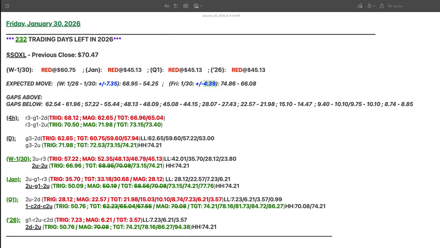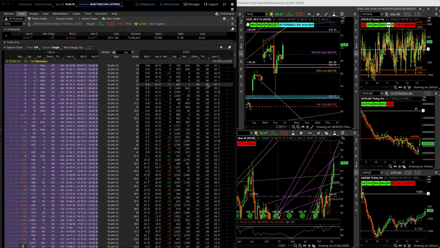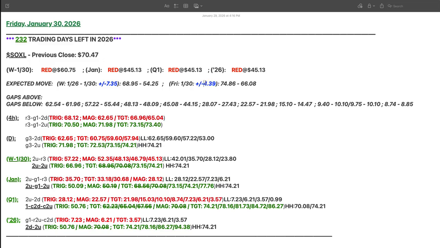But here we have 4.39. So I thought I made a mistake there. But for Friday, we've got here plus or minus $4.39, which gives us an expected move of 74.86 to 66.08. Right, so that's where market makers expect price to stay within that range on Friday.